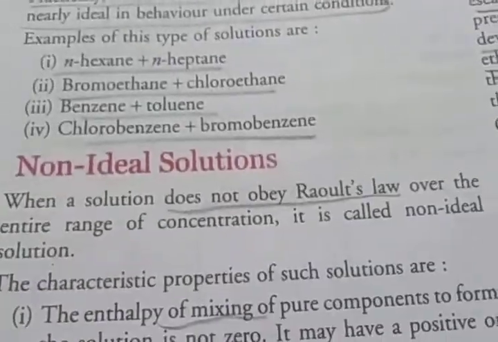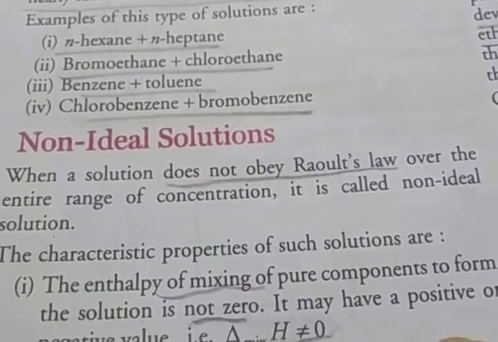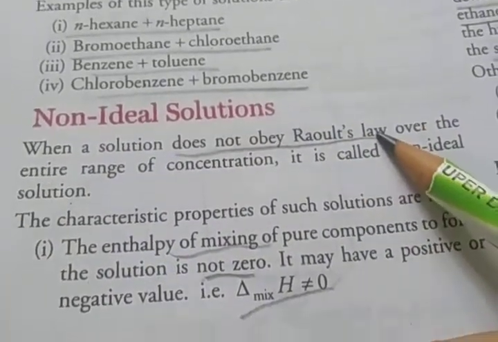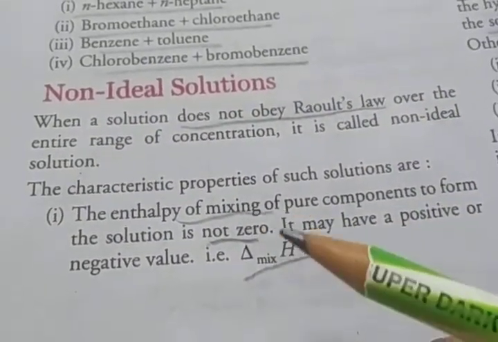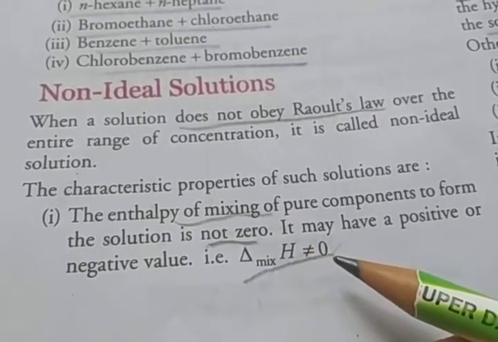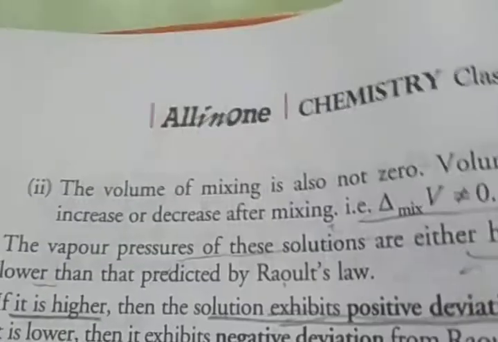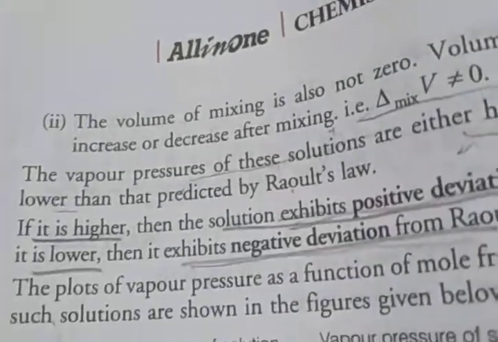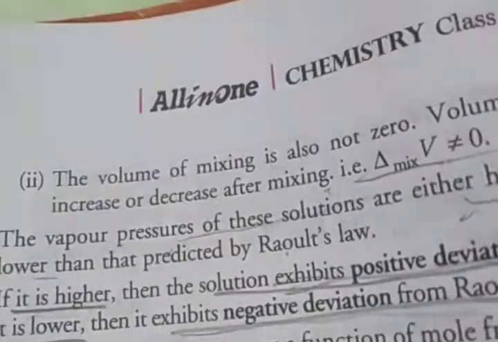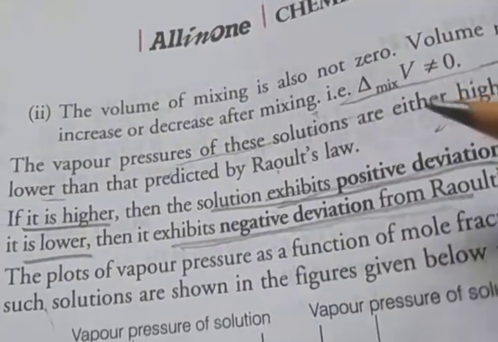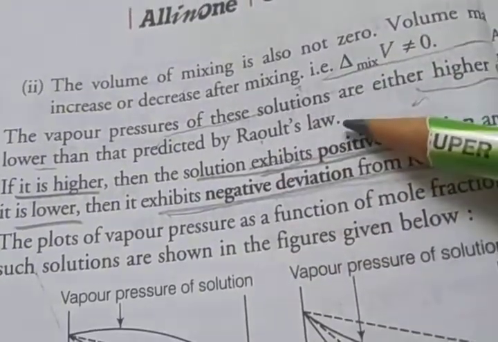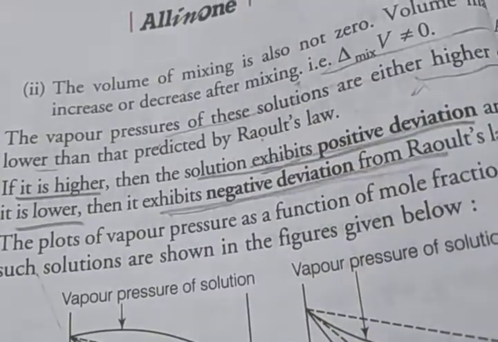Next, non-ideal solution, the opposite of ideal. When a solution does not obey Raoult's law, delta H is not 0, so it may have a positive or negative value. Second, the volume is also not 0, so the volume increases or decreases after mixing. So the vapor pressure of these solutions is either higher or lower than predicted by Raoult's law.